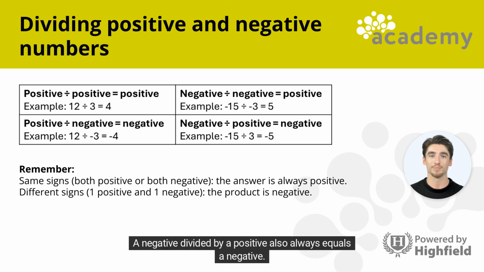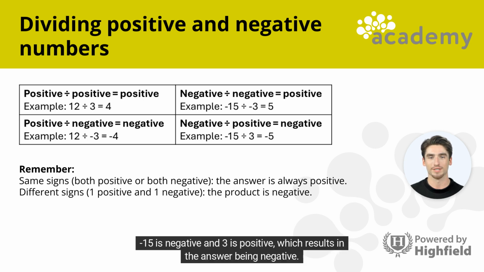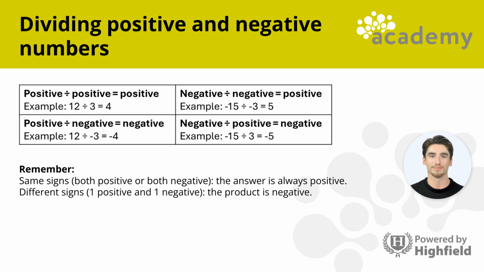A negative divided by a positive also always equals a negative. For example, -15 divided by 3 equals -5. -15 is negative and 3 is positive, which results in the answer being negative.